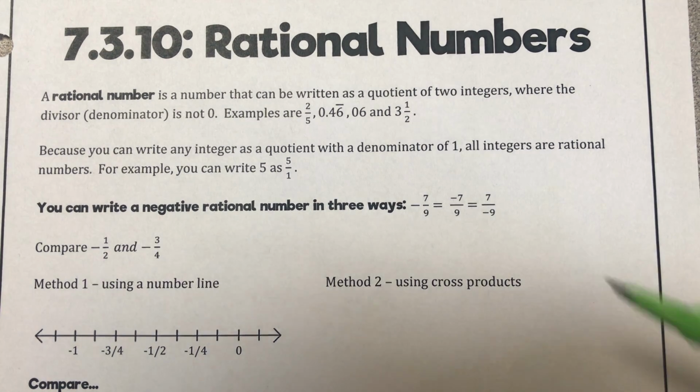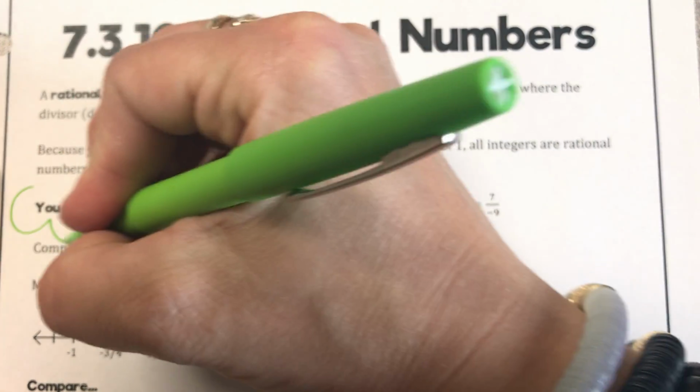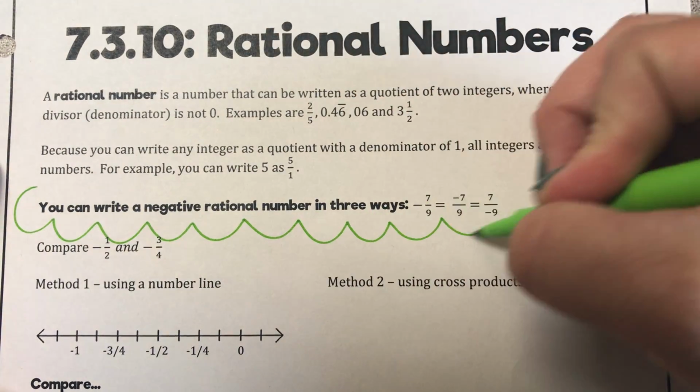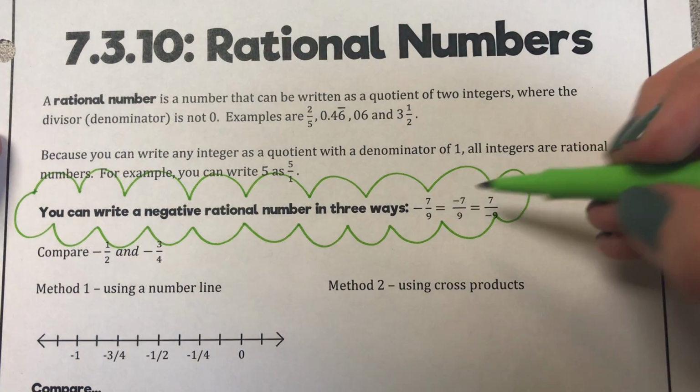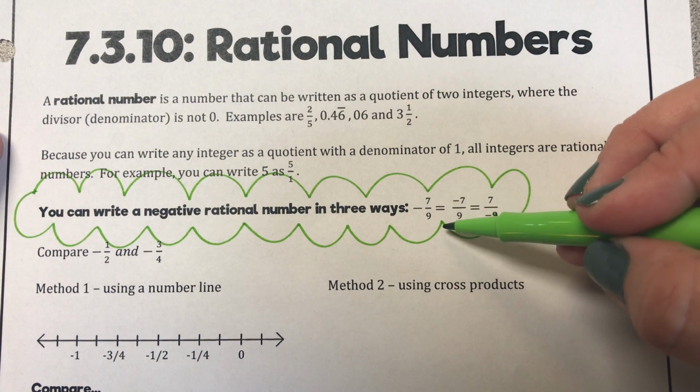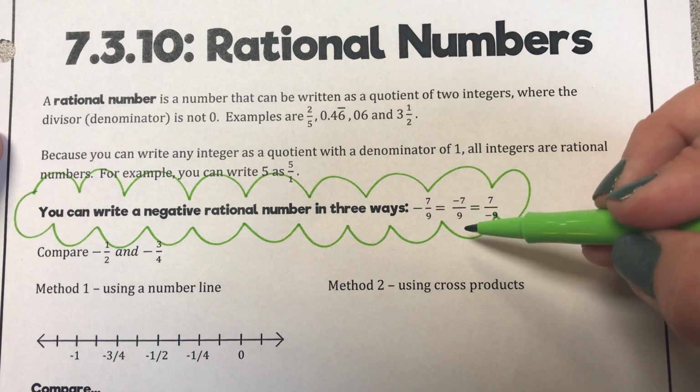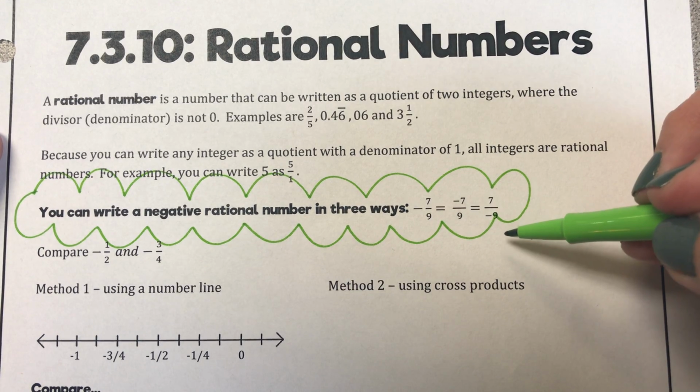Now, let's talk about this statement down here because this is really important. It says you can write a negative rational number in 3 ways. That bubble was kind of big. And it could be negative 7 over 9, negative 7 over 9, or 7 over negative 9.